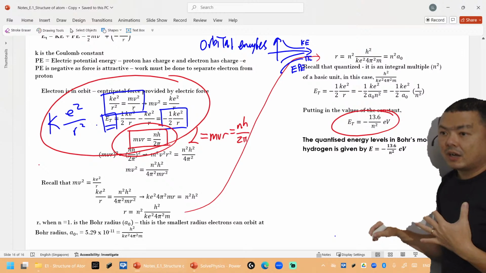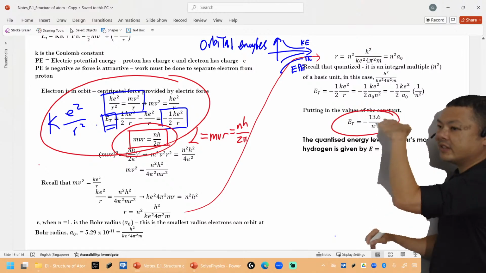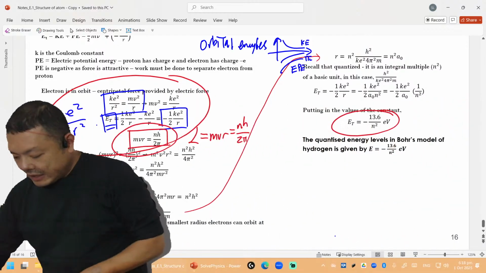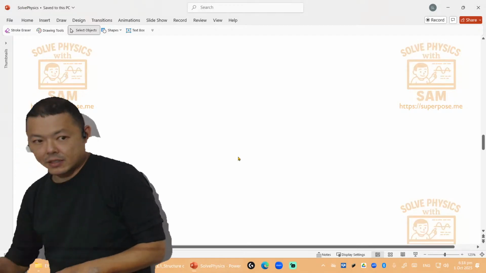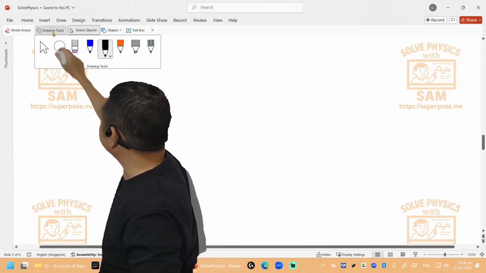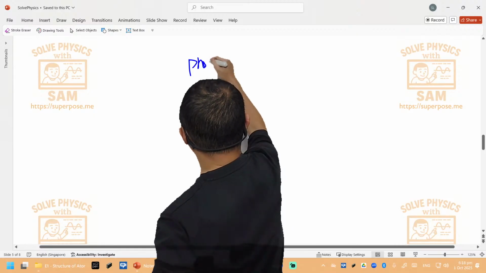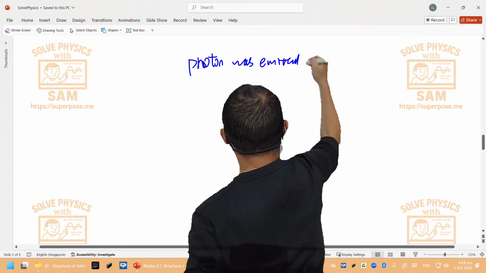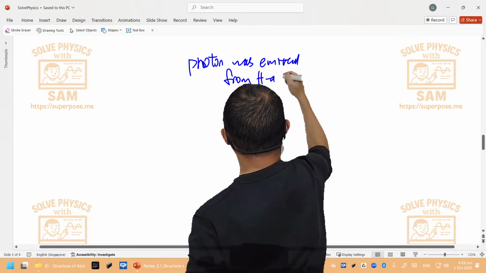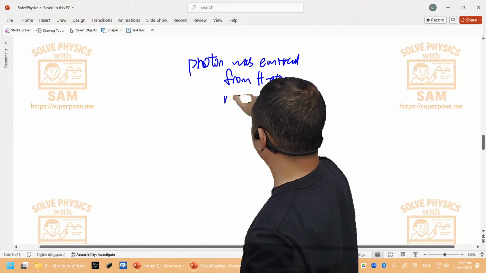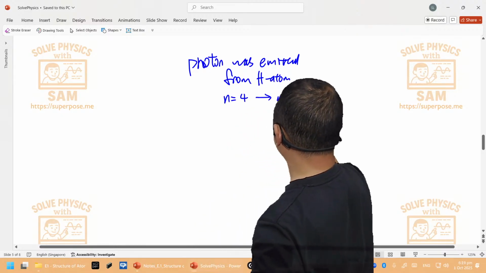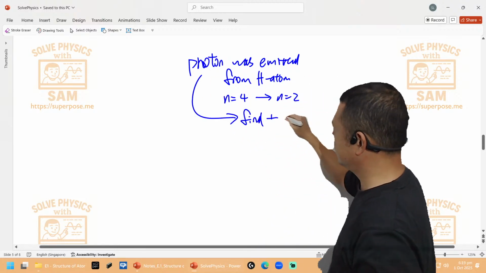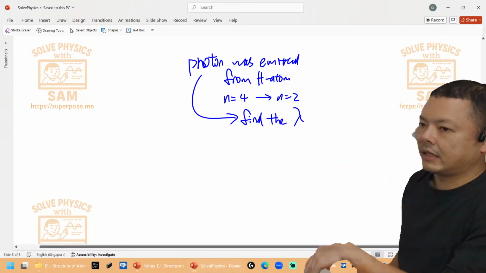You understand this, huh? Okay. All right. What are you supposed to do with this equation? There was a question before in the IB physics. It's just straightforward, very simple. A photon was emitted from a hydrogen atom going from n equals 4 to n equals 2. Find the wavelength. That was that question, 3 marks.